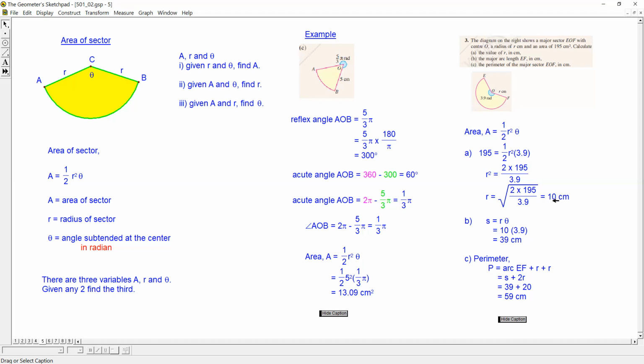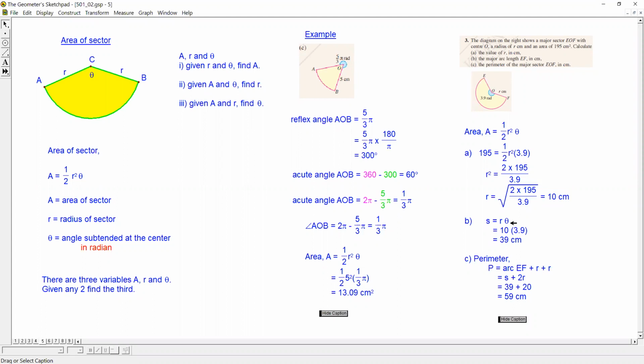So now I know the radius, what do they want me to find? The value of r in cm found already. The major arc length EF. Where is EF? This one. Arc length, they want arc length. You know the formula for arc length or not? Look at the exam paper. Open. Look at it. So the formula is S equals to r theta.